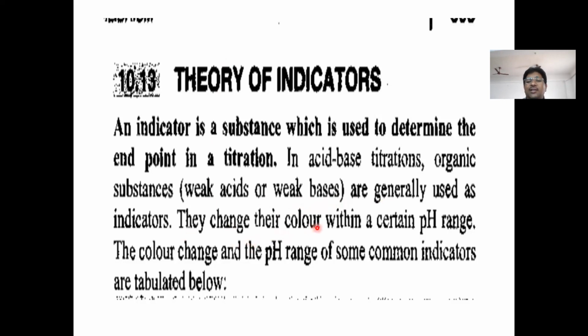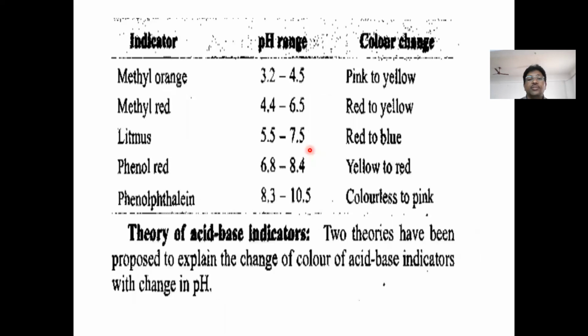They change their color within a certain pH range. In a certain pH range, the indicators will be changing their color. The color change and the pH range of some common indicators are given below. Some of the indicators given here: methyl orange, methyl red, litmus, phenol red, phenolphthalein. See the spelling here: phenolphthalein. These are all different types of indicators, and every indicator has a certain pH range.